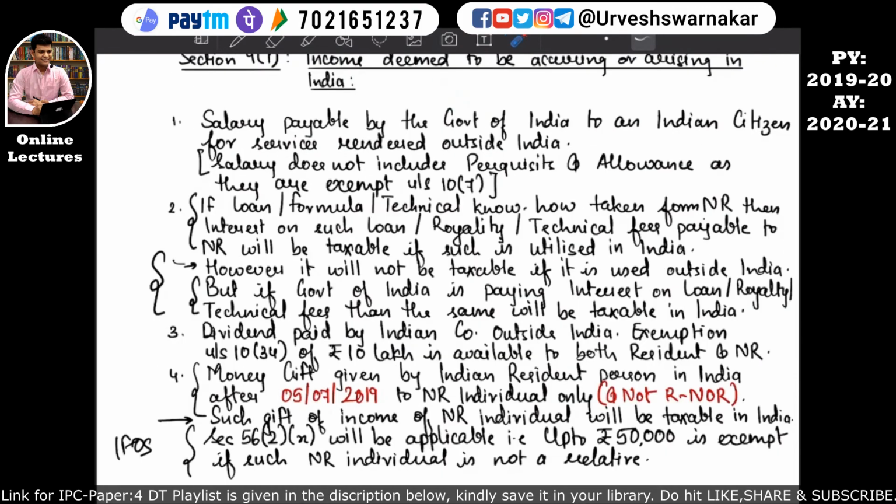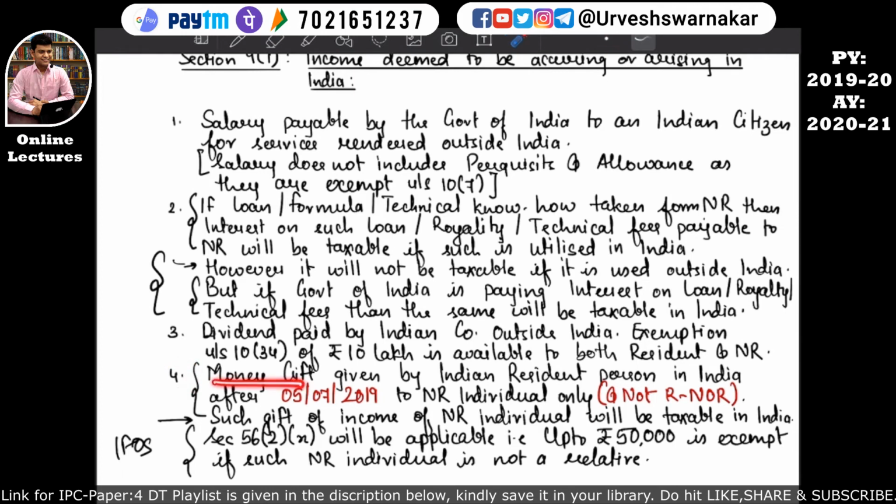Okay students, so now let's understand point number 4. Point number 4 was an amendment for the assessment year 2020-21, that is for your exams. So you need to pay much more attention to this point number 4 because there is a high possibility of this point coming in exam.